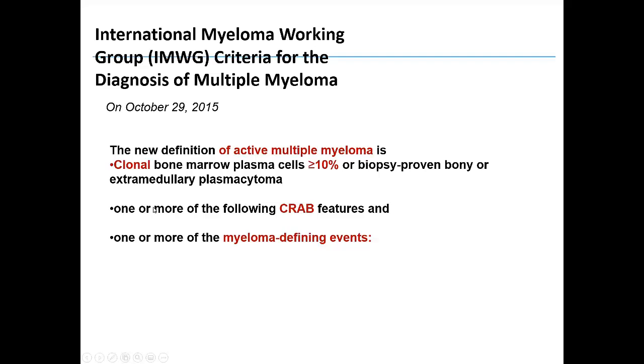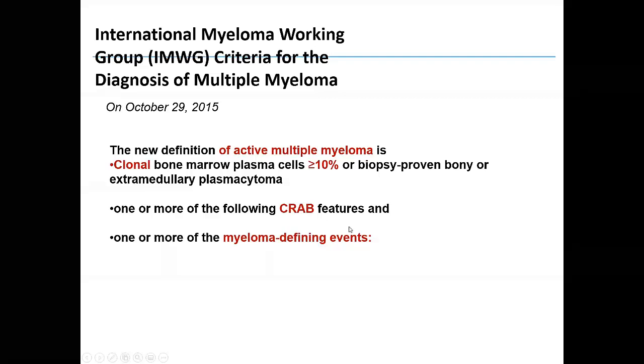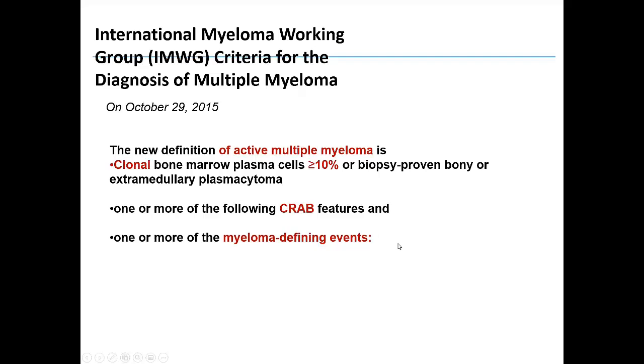Second is 1 or more of the CRAB features. Now I'll tell you what the CRAB features are. 1 or more. And second is 1 or more of the myeloma defining events or the biological markers of malignancy. Now this is something new which IMWG has added. And with this, the diagnosis of multiple myeloma has become easy. One can easily diagnose because the criteria are very well defined. Now, what are the criteria? We will go to them.